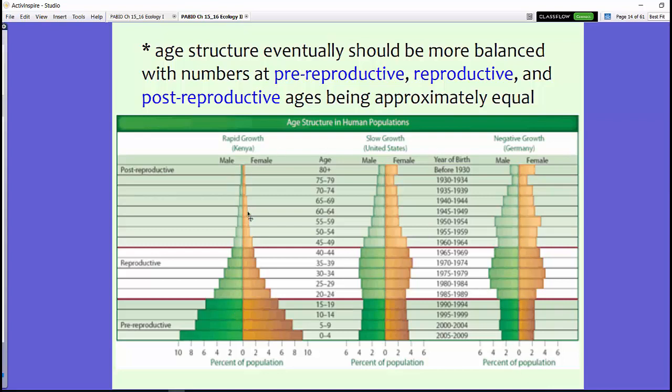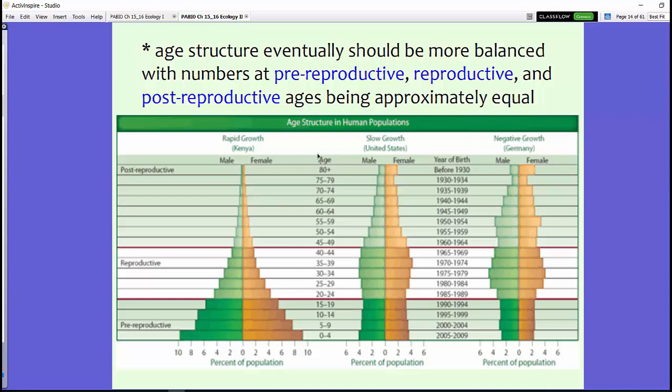Whereas in Kenya, notice this is completely skewed. It's definitely not equal at all. Notice that up here in the post-reproductive, we see very few older people. But in the reproductive and pre-reproductive, we see tons of people. So this means that their population is rapidly growing because you have a lot of people in the reproductive stage only being able to have more offspring.